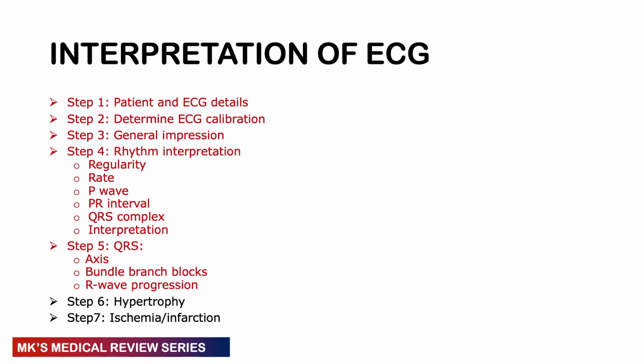In the previous videos, we looked at the different basics of the ECG and interpretation of the ECG. We looked at step 1, which is pretty much the patient and the ECG details. Step 2, where we determined the ECG calibration, whether it's normal or not standard calibration. We looked at the general impression of the ECG. We looked at rhythm determination, where we checked the regularity of the ECG, the rate, the P waves, the PR interval, the QRS complex, and an overall determination of the rhythm, whether it's a sinus rhythm or not a sinus rhythm. We looked at step 5 in the previous video, where we looked at determination of the cardiac axis.